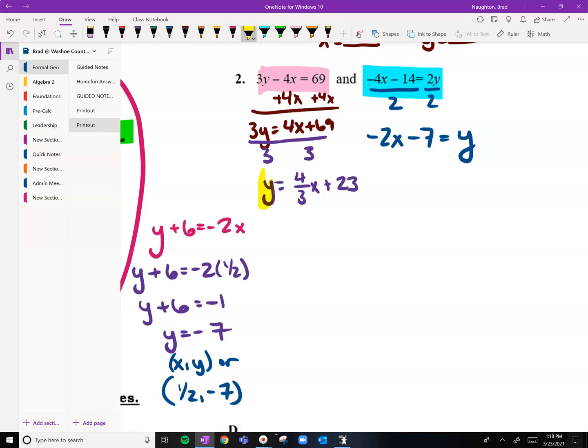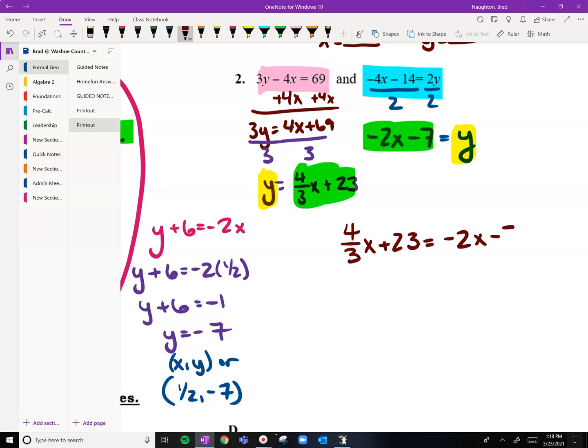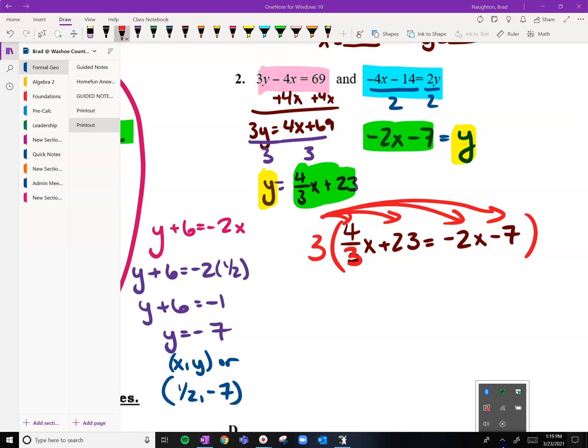Okay, so we have our y's that are the same, so that means the other pieces are the same. So I'm going to get 4/3 x plus 23 is equal to negative 2x minus 7. Alrighty, now because I have this fraction right here and I know that's going to be tough, I'm going to multiply everything by that 3, because then it's going to get the fractions to go away. This is called the lowest common multiple trick. So I'm going to get 4x plus 69 is equal to a negative 6x minus 21.